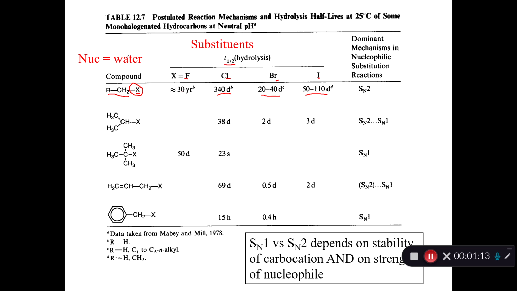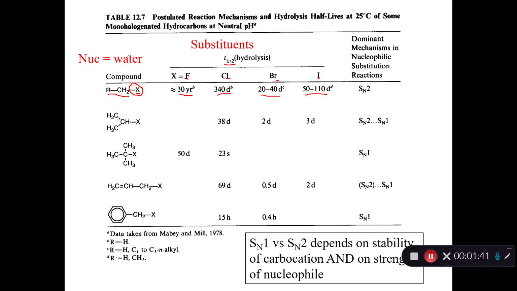And if fluoride is your leaving group, it says about 30 years, because who's going to wait around in the lab for 30 years to see how fast fluoride reacts? When you have a half-life of 30 years, basically that's infinite. As far as we're concerned, that's too long to matter. So these primary fluorides are just not very amenable to falling apart, to being hydrolyzed.